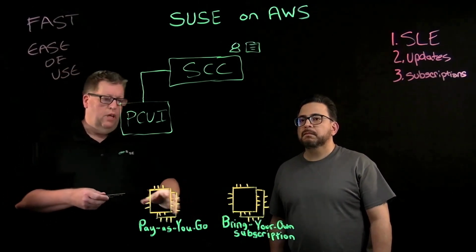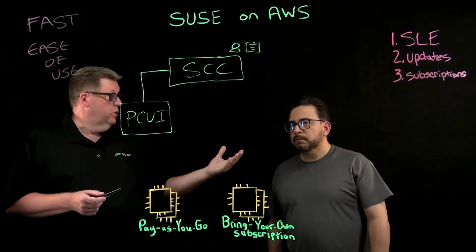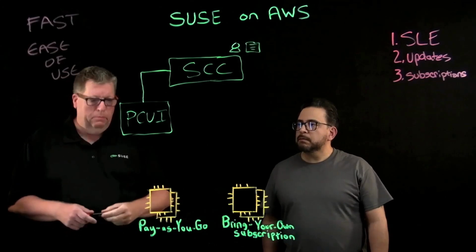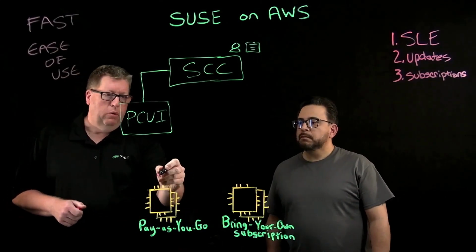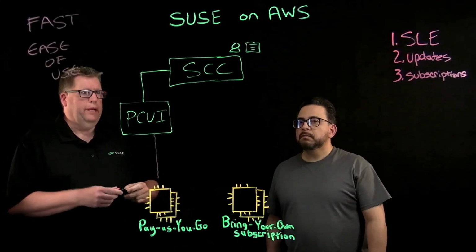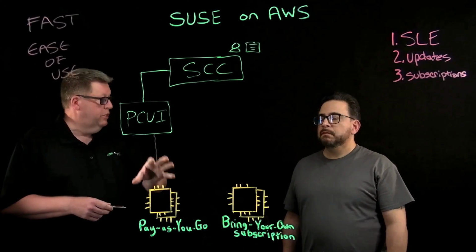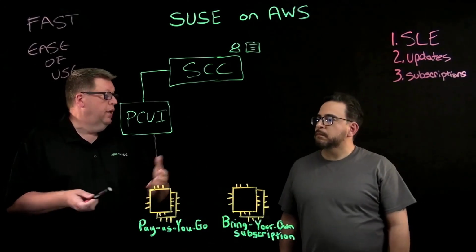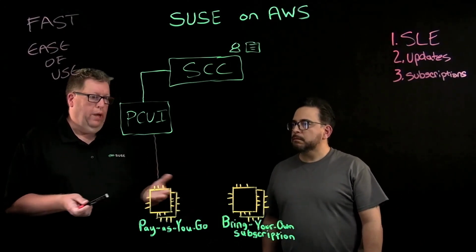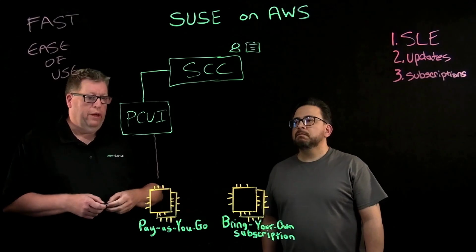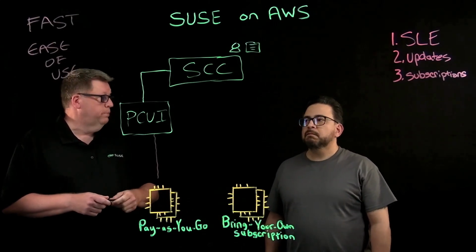Now, every time a pay-as-you-go instance launches, as you've mentioned, it comes with a subscription built in. So it will make a connection up to the public cloud update infrastructure, and pretty much as soon as that instance is ready or booted up, it will have access to either install new software or patch existing software.